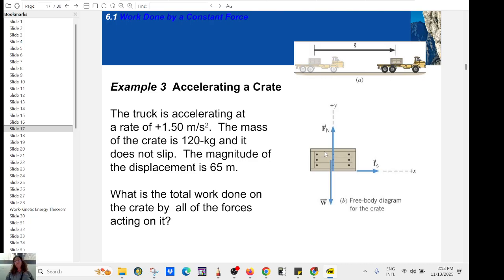So if we focus on the crate here, that will be your free body diagram. It's acted upon by the weight, by the normal force, you push and it pushes back, and static friction. Static friction is what is making the crate accelerate. It's the force so it doesn't slide. Anyway, you focus on this free body diagram, and that's all. You need to find the net work done on the crate.